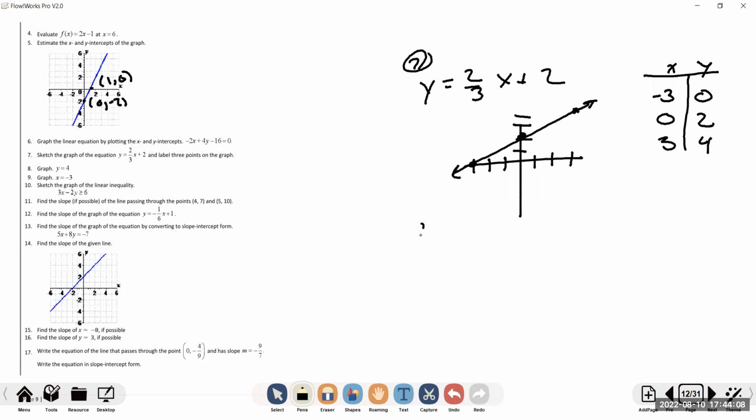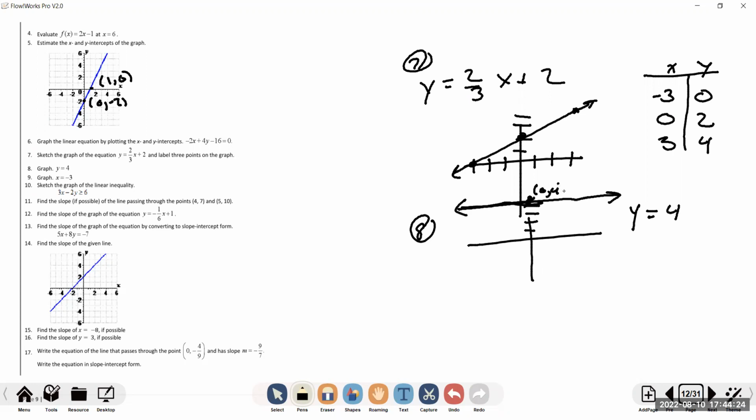Problem number 8 asks us to graph the constant function y is equal to 4. It's going to be a horizontal line through 4. Maybe when x is equal to 5, it's also 4. When x is equal to -6, or for any other x value, y is also equal to 4. Number 9 asks us to graph the vertical line x is equal to -3. There it is.